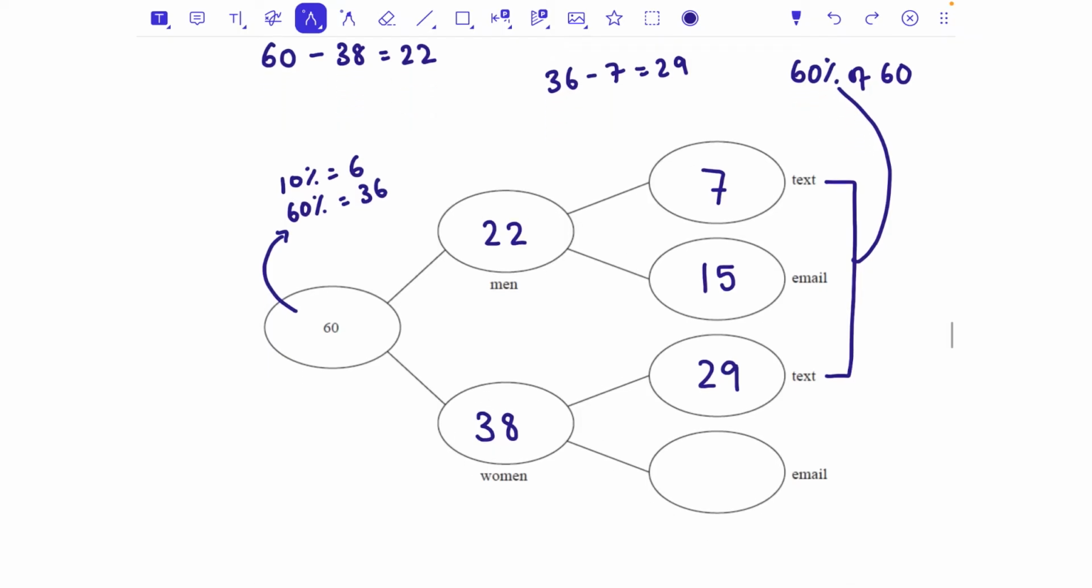And then at the bottom, we've got email. Well, I know that these two ovals need to add to make 38, so I'm going to need another 9 to add together to make 38. And then again, we could just check our answer by doing 7 add 15 add 29 add 9, and that does add up to 60. So because these add up to 60, I'm fairly confident that we've done that correct.